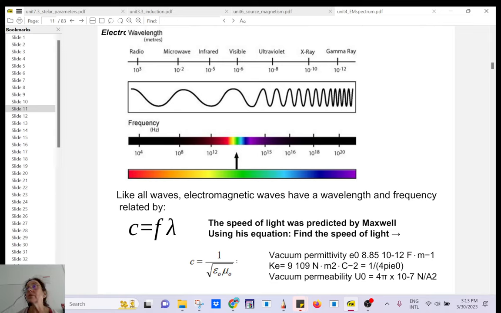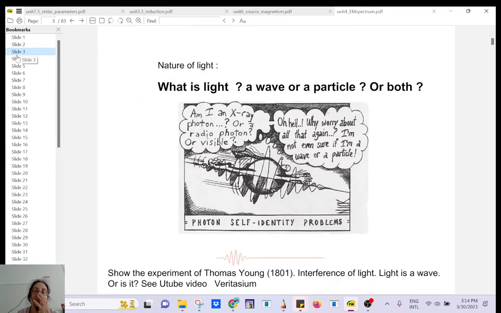So if I try to trick you and say gamma rays go faster than visible light, you're going to say no, they all have the same speed. And they all work the same way. You have an electric field that induces a magnetic field that induces an electric field that induces a magnetic field. So each time you have a wave, something has to shake. What is shaking? Electric field, magnetic field, electric field, and so forth and so on. Did I lose you? Are you still with me?